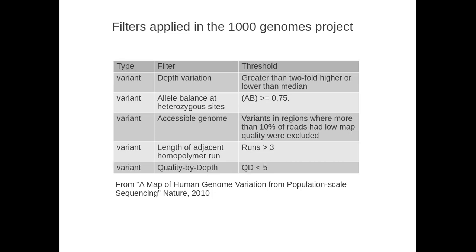So in any event, these were some of the filters that they applied in the 1,000 Genomes Project, and in all of these cases, these are not arbitrary thresholds. They were able to take the HapMap data and really identify the filters and filter thresholds that are reducing their false positive rate by a certain known amount.